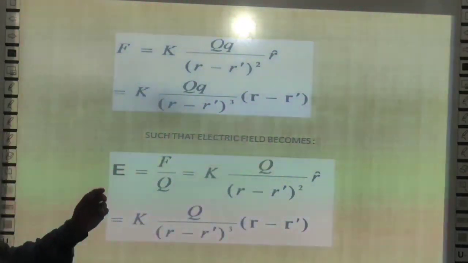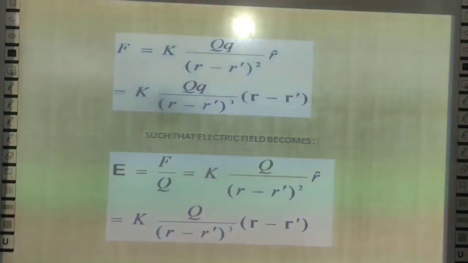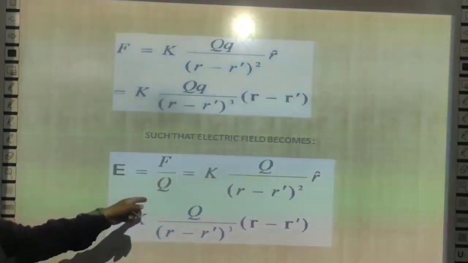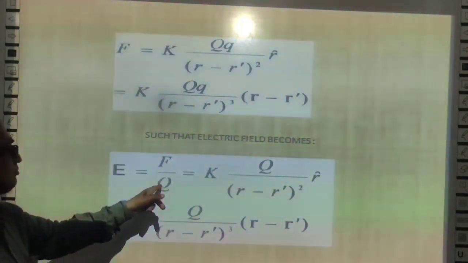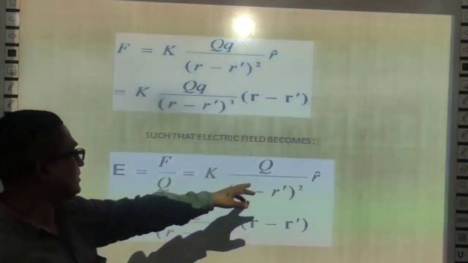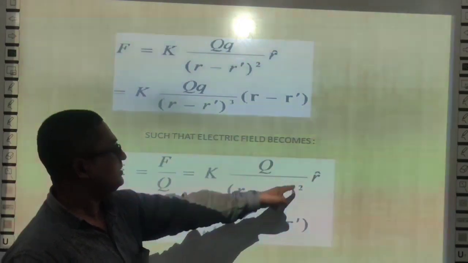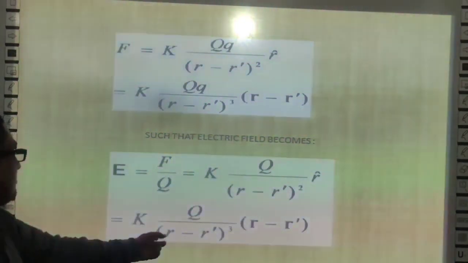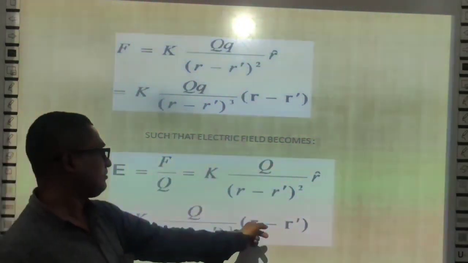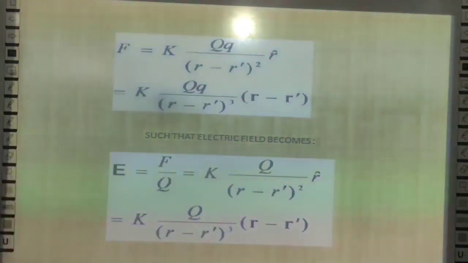So in the same way, we are dividing the thing like this. I think it's a small q, and f by small q will give you a form like this. If you take this form, it is capital Q over (r minus r dash) squared, and this r cap is a unit vector. And if you take the vectorial form of this r cap, then that is like this.